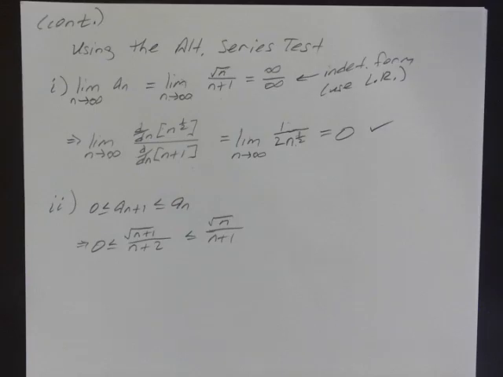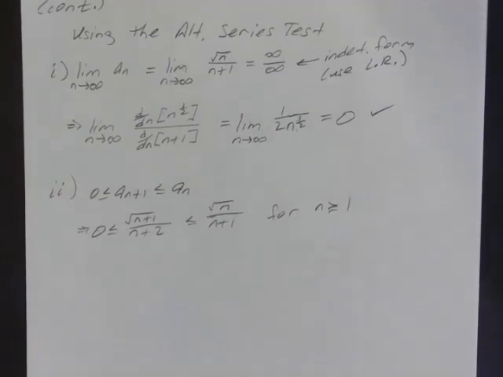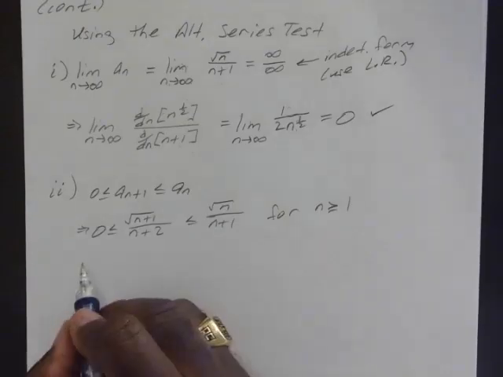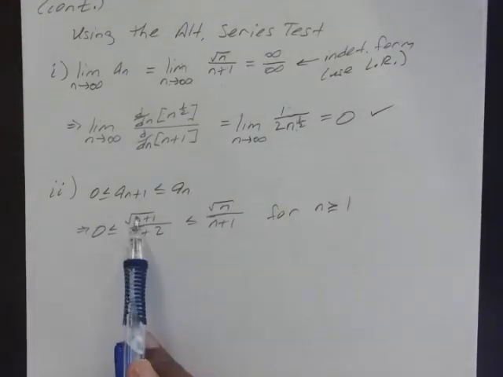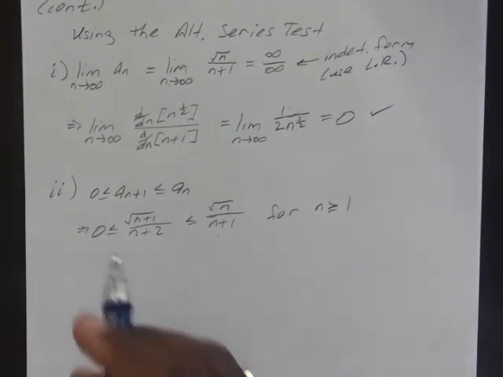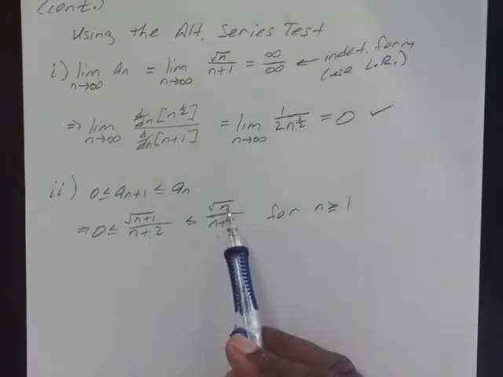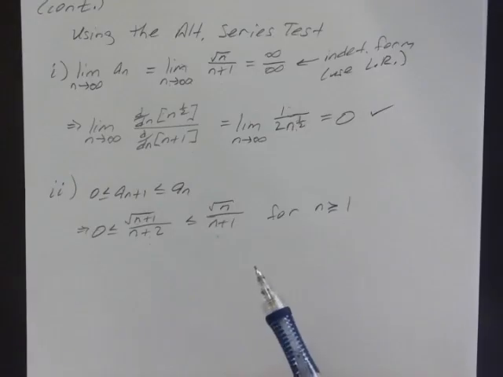And again, just plug in a few test values. Oh, that's for n greater than or equal to 1. So you can plug in n is equal to 1. That's square root of 2 over 3 is less than 1/2, which is true. And n equals 15. You get square root of 16 over 17. So 4 over 17 is less than 4 over 3, which is true. So as you can see, this is true for all n greater than or equal to 1.